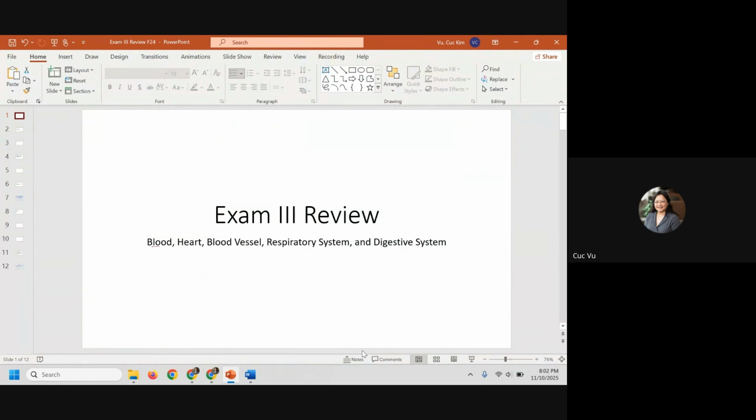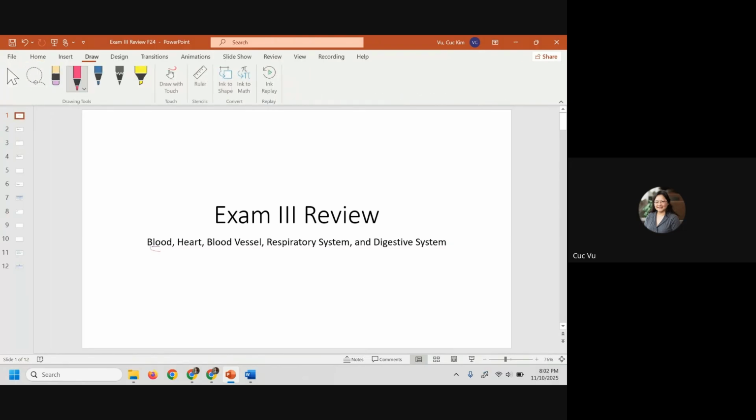In this review session for Exam 3, it seems pretty straightforward because we have the cardiovascular system, which includes blood, heart, and blood vessels, and then the respiratory and then the digestive. Overall, there are 3 units. It seems like not a lot compared to the other unit exams that you've had, but cardiovascular does include 3 chapters: blood, heart, and blood vessels. And then the respiratory and digestive are very detailed.